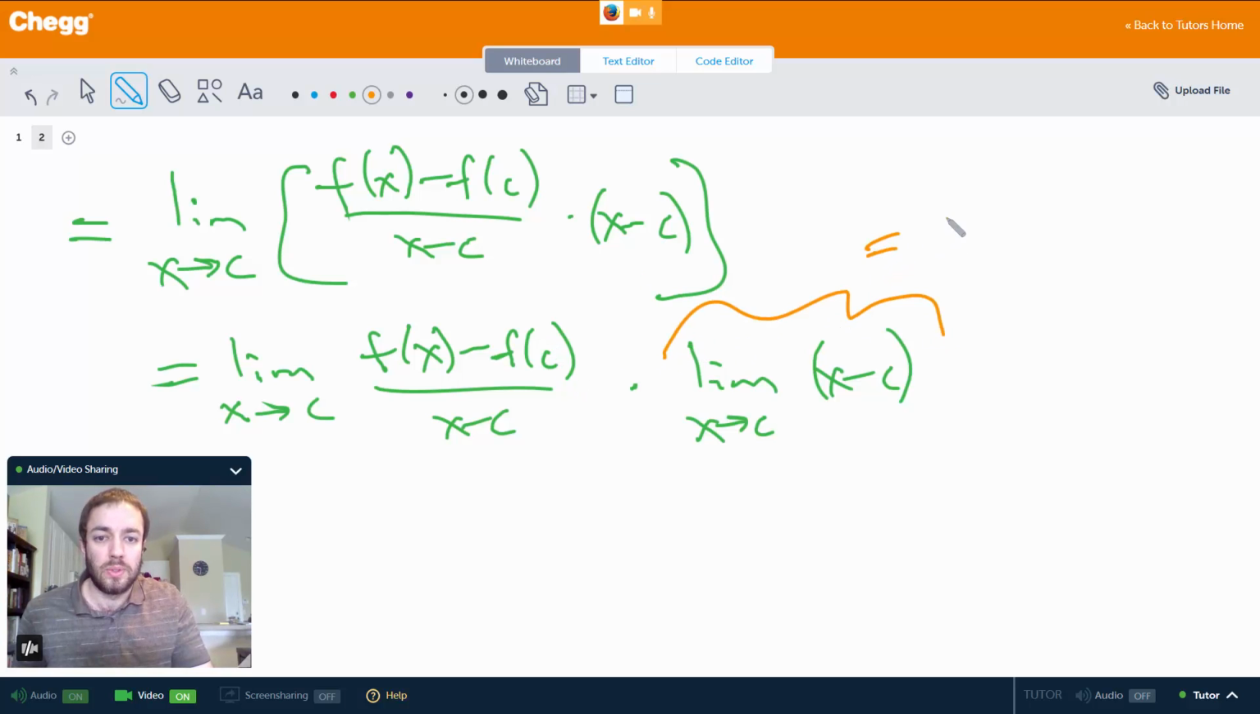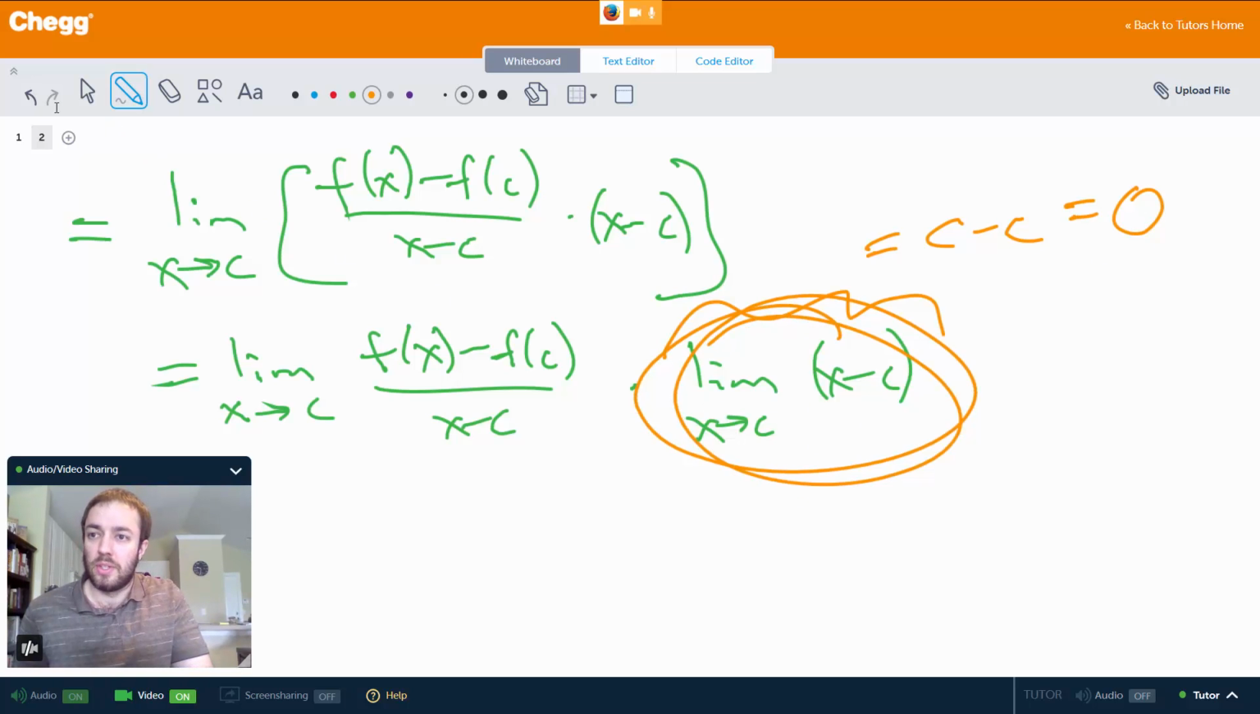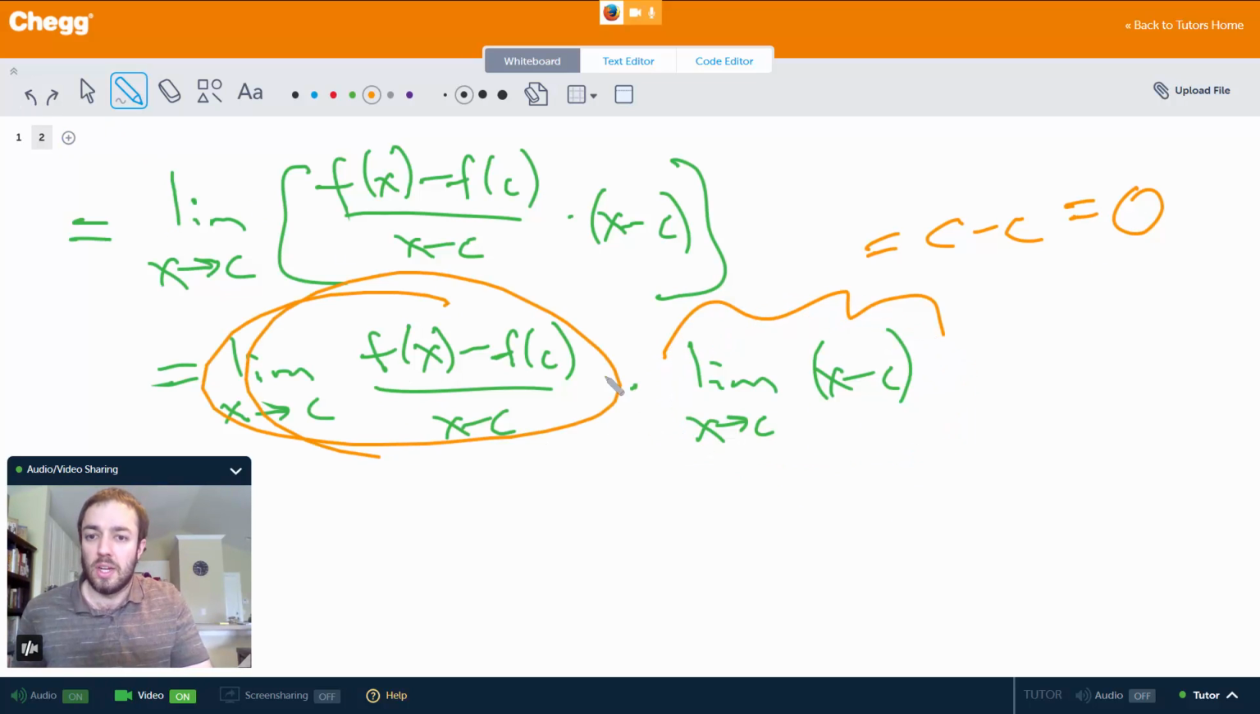So this equals, we can just do this by direct substitution. If we take the limit of this as x goes to c, then what we get is c minus c, which is just 0. Okay, so this limit right here is just 0. That's good. Now, what about this limit here?